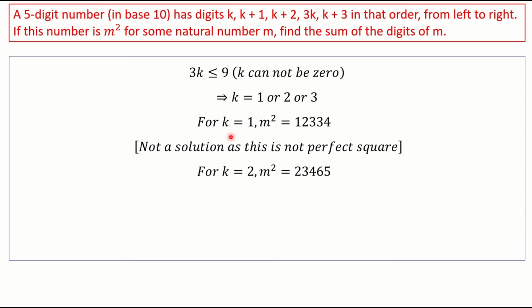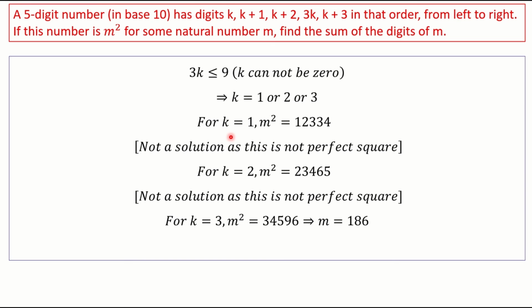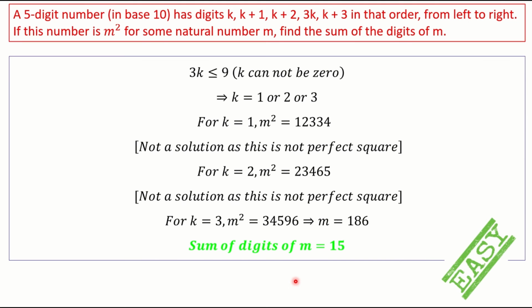K equal to 2, m square will become 23465. This is also not a perfect square. So this is also not a solution. For k equal to 3, m square equal to 34596. Okay, yeah, this is a perfect square. So m equal to 186. So the answer is basically you need to find sum of digits of m, right? Don't forget, answer is not m. You need to find sum of digits of m, which is nothing but 1 plus 8, 9, 9 plus 6, 15. This is the answer. I think this is easy, right? Easy.